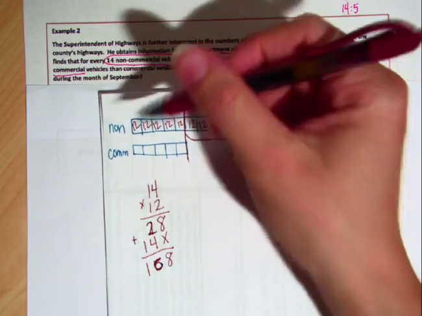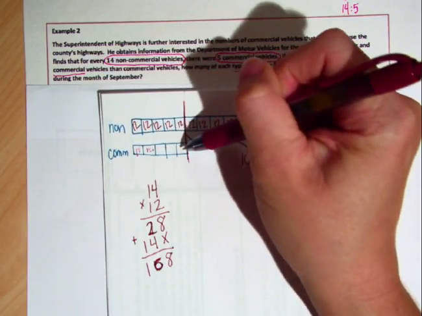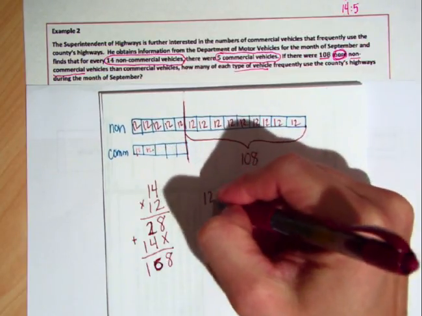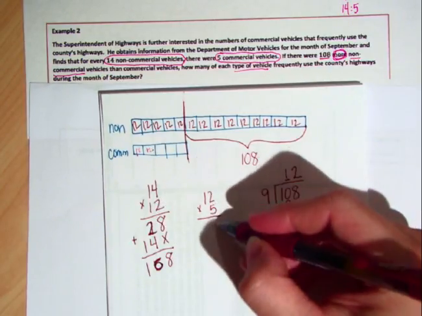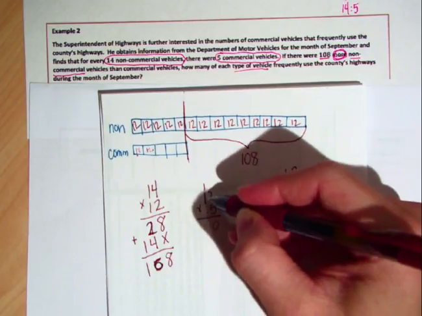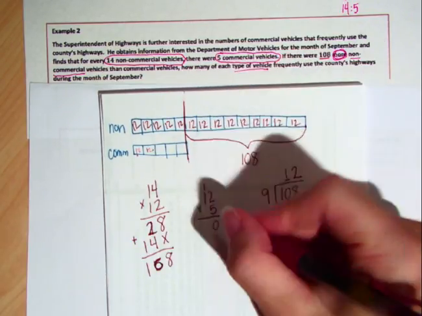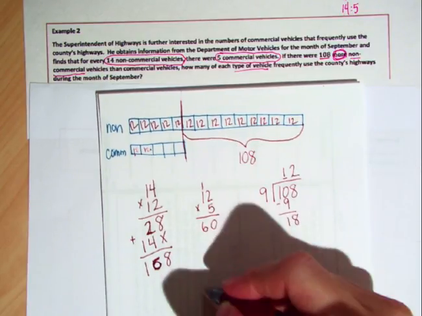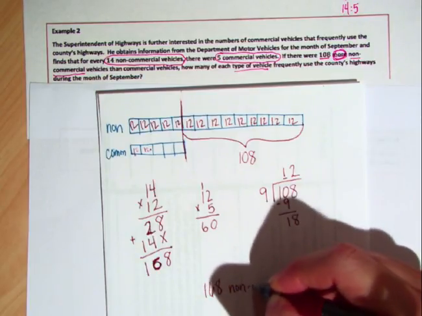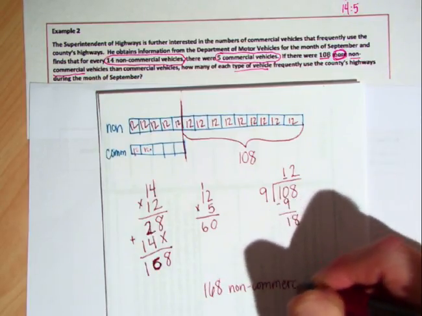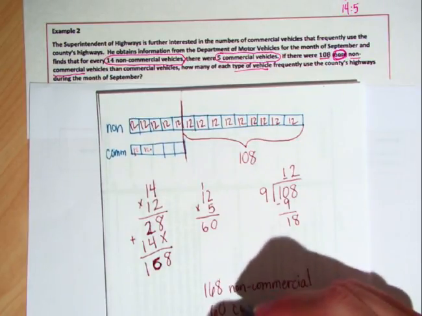Okay, if each of these boxes is 12, we know that each of these also has to be 12. There are 5 of them, so we can do 12 times 5. 2 times 5 is 10. 5 times 1 is 5, plus 1 is 6. So there are 168 non-commercial vehicles. And there are 60 commercial vehicles.